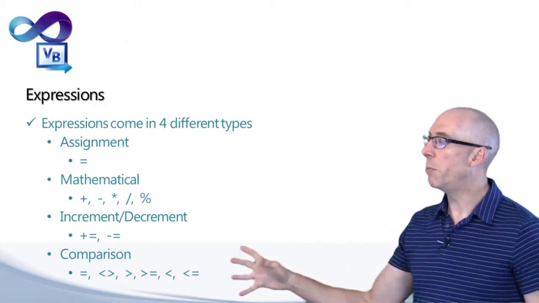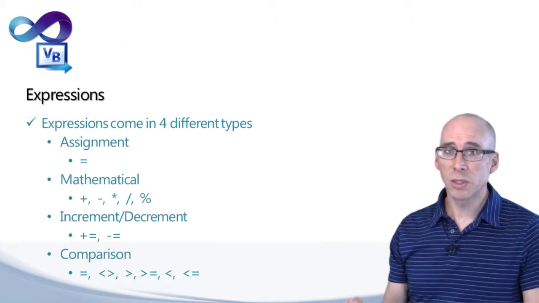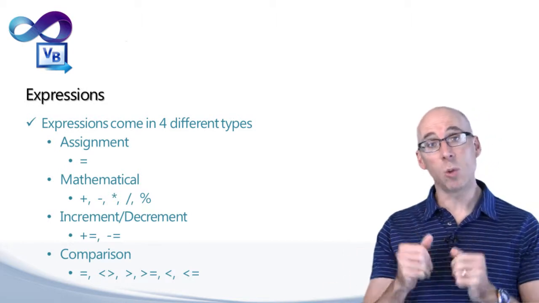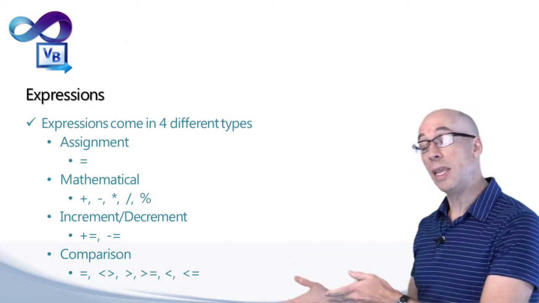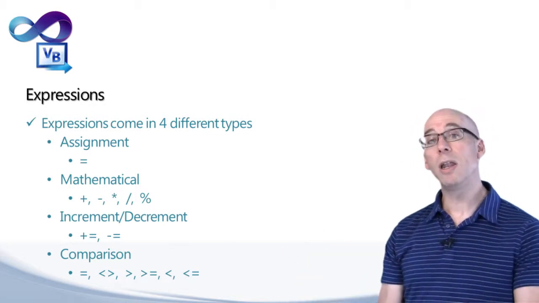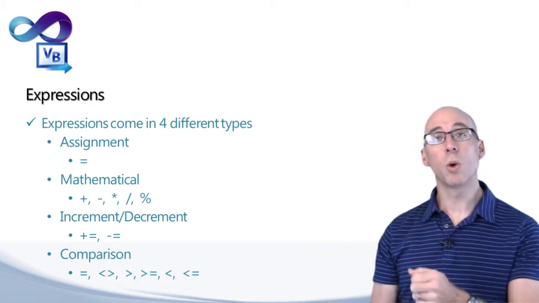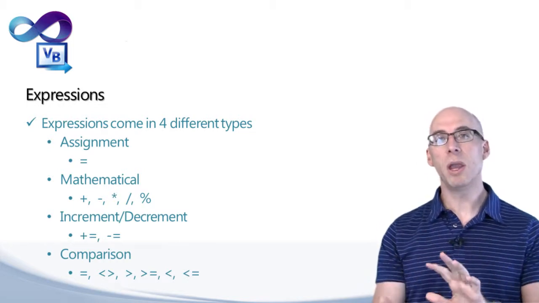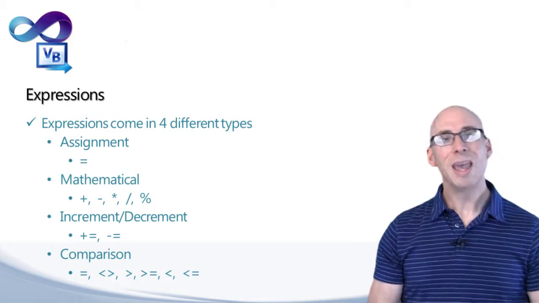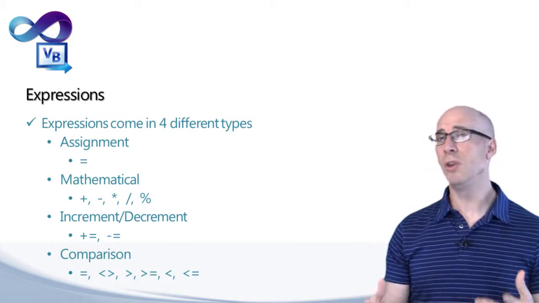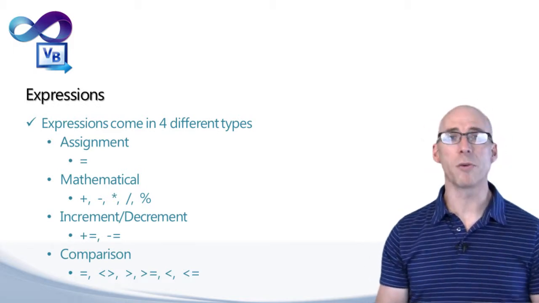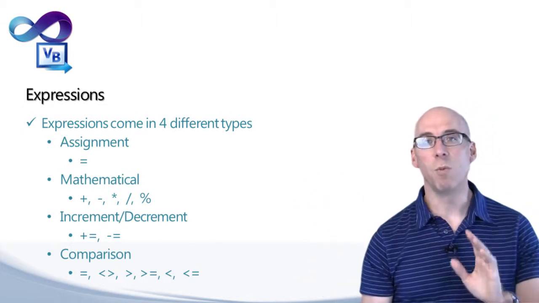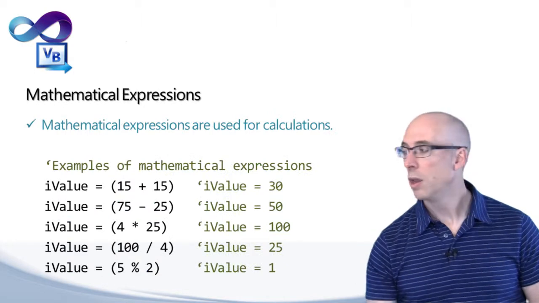And then we have comparison. Our comparisons are how we do our decisions. Does something equal? Does it not equal? Is it greater than? Is it greater than or equal to, or less than or equal to? So these are all different comparison operators that we can use. And they're all pretty straightforward. I mean, you've probably used them in other applications, but this is just to give you an idea of what we're dealing with here.